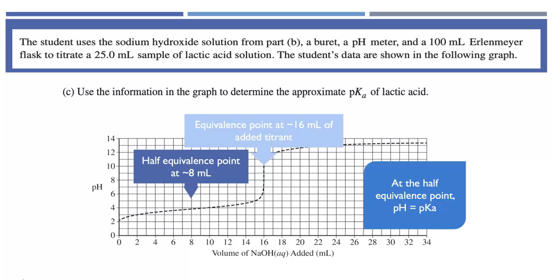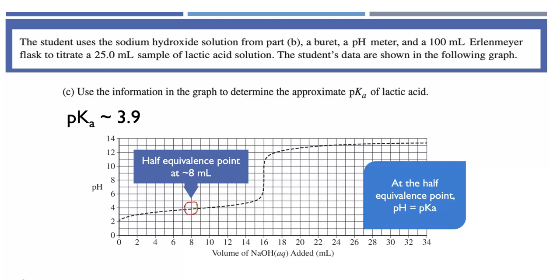At our half equivalence point, what's the pH? Well, I'm circling it here, and you can see it's just below 4. So the pH at the half equivalence point looks like it's about 3.9. So the pKa of the weak acid is about 3.9. And that was worth 1 point. Now, I do want to point out I didn't have to explain how I arrived at the answer. I just needed to do it.